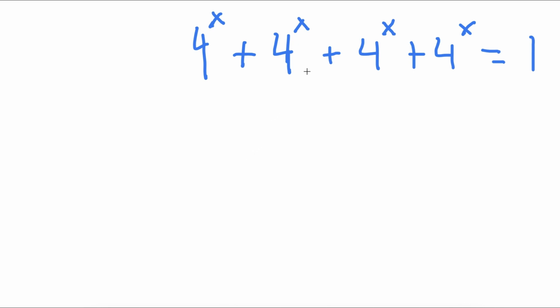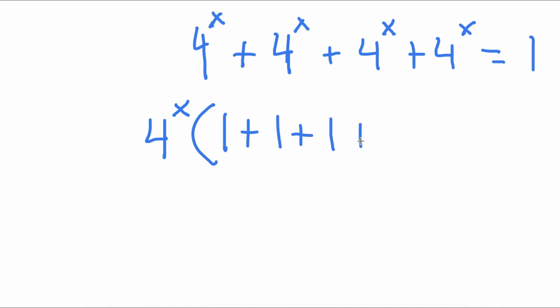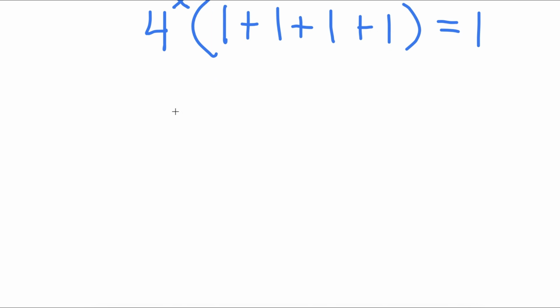All right, so in this problem, I have 4 to the power of x plus 4 to the power of x plus 4 to the power of x is equal to 1. So the first thing I'm going to do is factor out 4 to the power of x. Now I have 4 to the power of x times (1 plus 1 plus 1 plus 1) is equal to 1. Now, if I simplify what's in the parentheses, I get 4. So now I have 4 to the power of x times 4 is equal to 1.